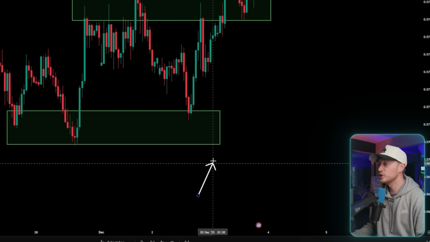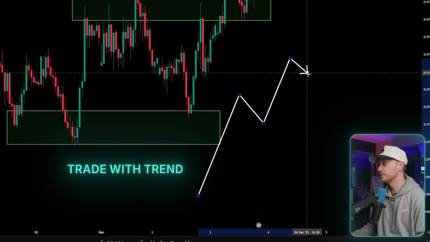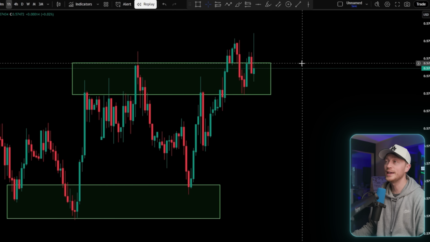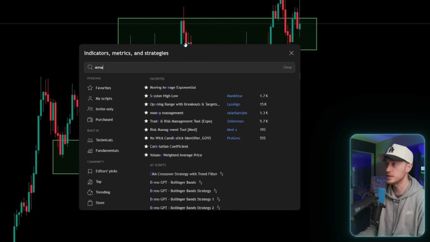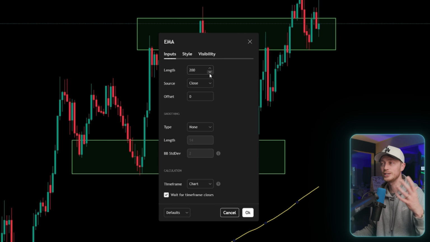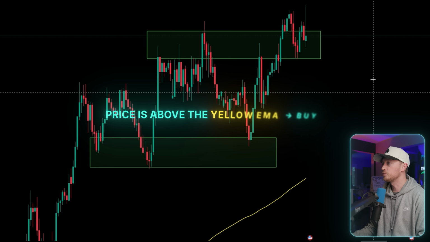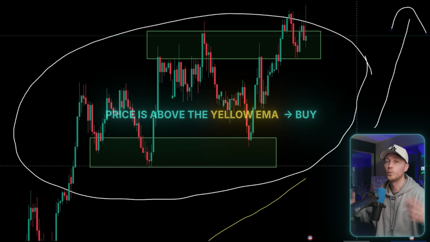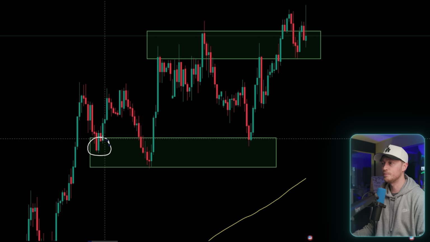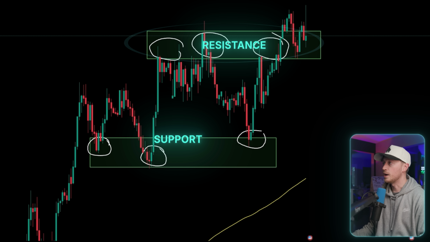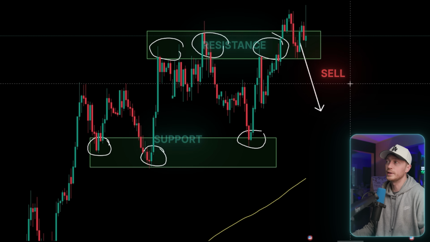And the last thing I want you to do is trade with the trend. If the market is going up, we want to be looking for buy trades. How do we make that easier? Come click on indicators, type EMA, put that exponential moving average on your chart, double click on that thing. These are the settings that I use, 200 period on any time frame. Now, if the price is above that yellow EMA, I want to buy. We're in an uptrend. So I've got my obvious level of support down here. I have my level of resistance at the top. Now, am I going to sell from this level? No, we're in an uptrend.